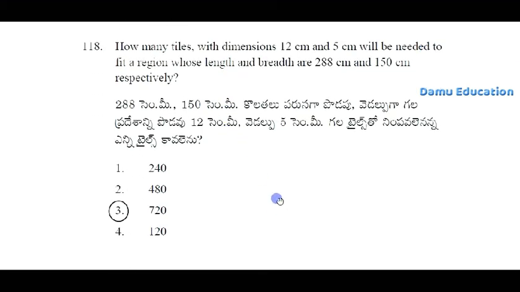How many tiles with the dimensions 12 cm and 5 cm will be needed to fit the region whose length and breadth are 288 cm and 150 cm respectively? 720.